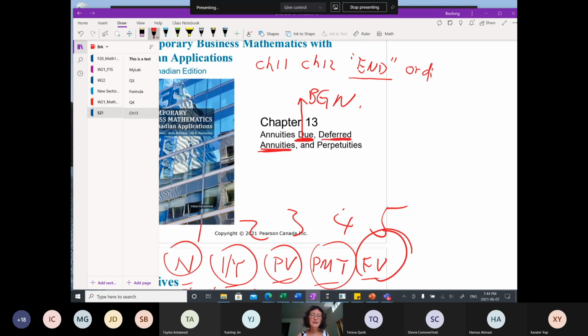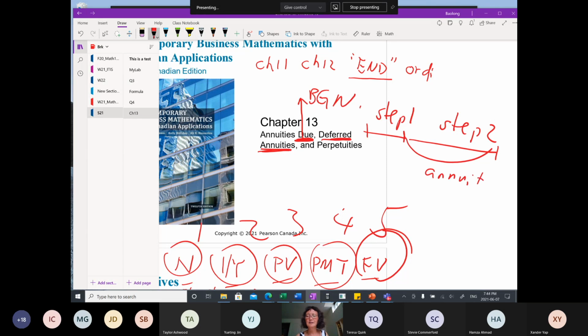When you do deferred annuities, usually there are 2 steps. Step 1 is for the deferred period, and then step 2 is for the annuity. Step 2 usually is an annuity. Step 1 usually is just a regular compound interest problem. And lastly, we did perpetuities.